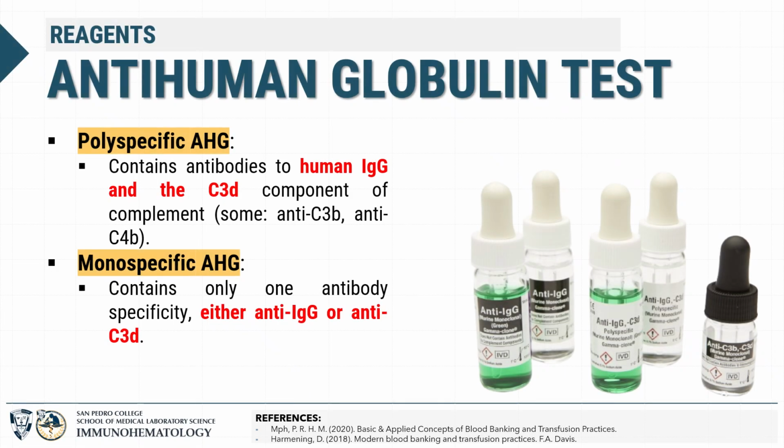Differentiate polyspecific versus monospecific AHG. Polyspecific AHG contains antibodies to both human IgG and to C3d, a component of complement, and sometimes anti-C3b and anti-C4b. So it detects both antibody coating and complement activation. Monospecific AHG, on the other hand, contains only one antibody specificity, either anti-IgG alone or anti-C3d alone. Using monospecific reagents allows the laboratory to determine what is coating the red cell. Is it IgG? Is it complement? Or both?